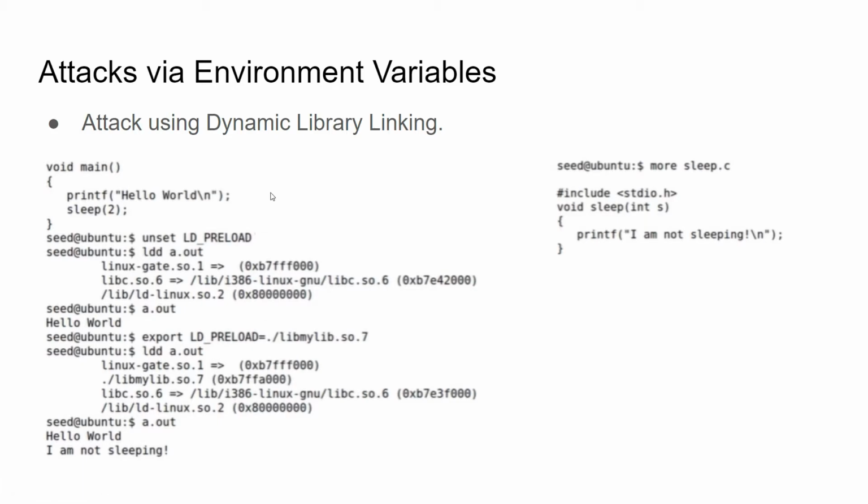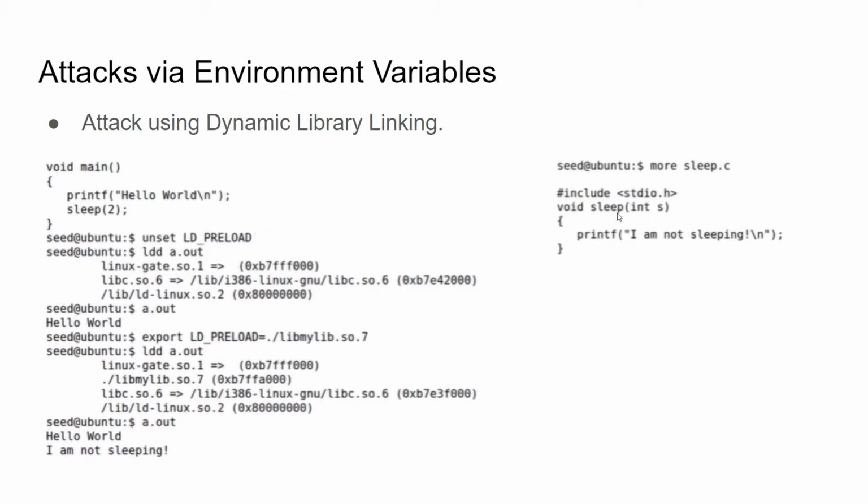Now we will attack through the LD_PRELOAD environment variable. This attack uses dynamic library linking. When a program is run, it will call some libraries that contain functions used in the program. When this program is run, it has two functions, printf and sleep. Both these functions are in libc.so.6.